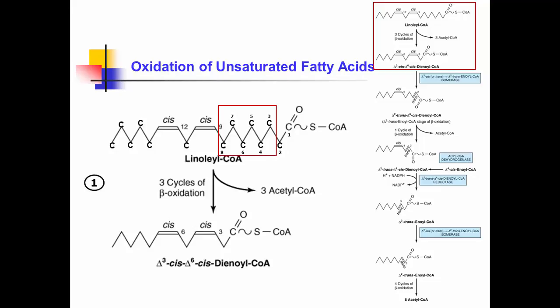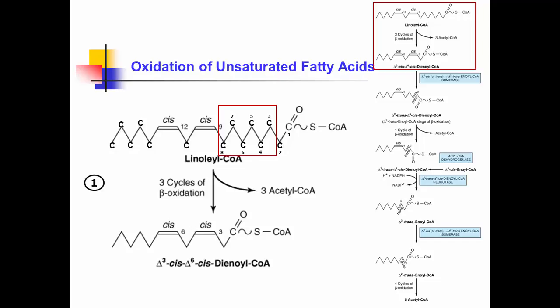So now we talk about the oxidation of unsaturated fatty acids. If fatty acids have double bonds, how can these unsaturated fatty acids be oxidized, right? So here we give linoleic-CoA as the example. Linoleic acid has 2 double bonds, right? And we know that the beta oxidation always starts at the beta carbon.